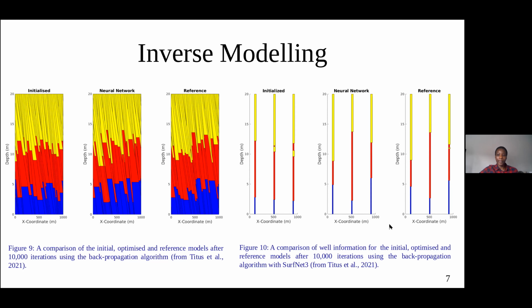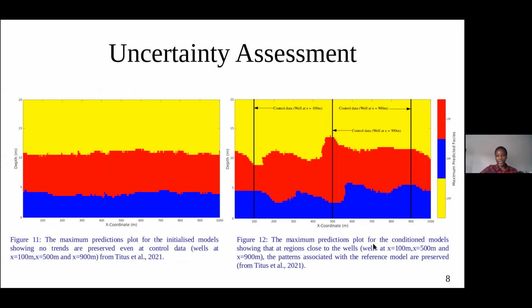And the important thing about this, like I said, is for understanding uncertainties. Here we can see the maximum predicted facies at discretized locations for our initialized models. And essentially, we don't really see patterns being captured here. So we don't really see variations among these models. However, with the conditioned models, we do the same thing. We predict the maximum facies at different locations, and we're able to see that at well locations, we're actually capturing patterns and observing geological trends based on our conditioning.